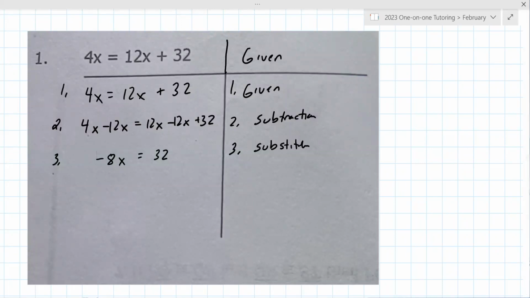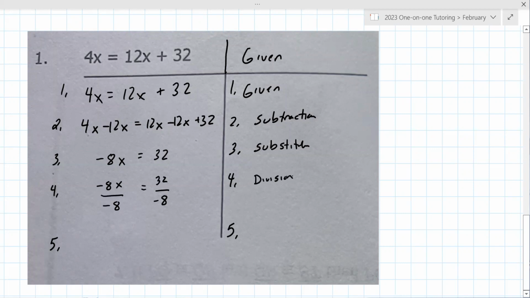And it's divide. You actually have to show it. You have to show negative 8x divided by negative 8, 32 divided by negative 8. You can't just show the result. The result comes in the next line. So this is division. And then now you can write the final answer, x equals -4.